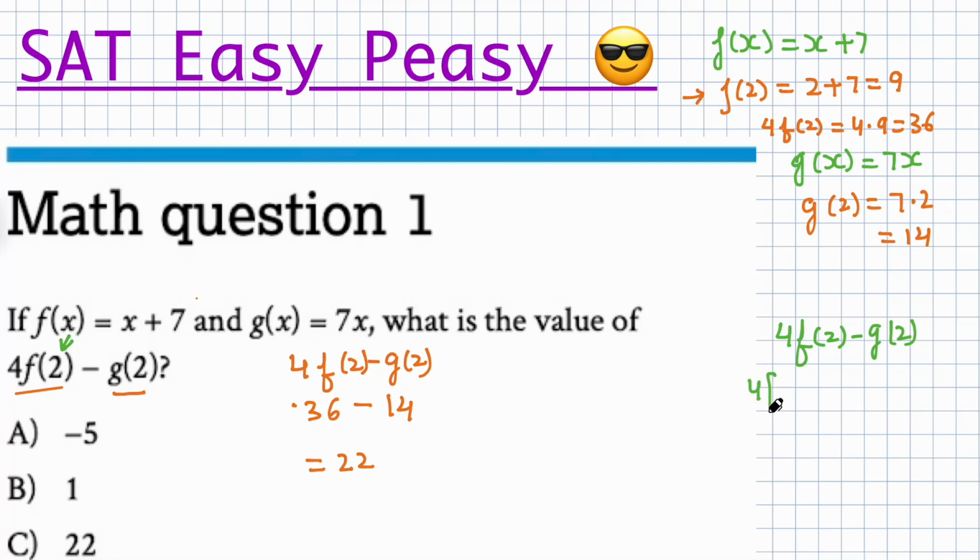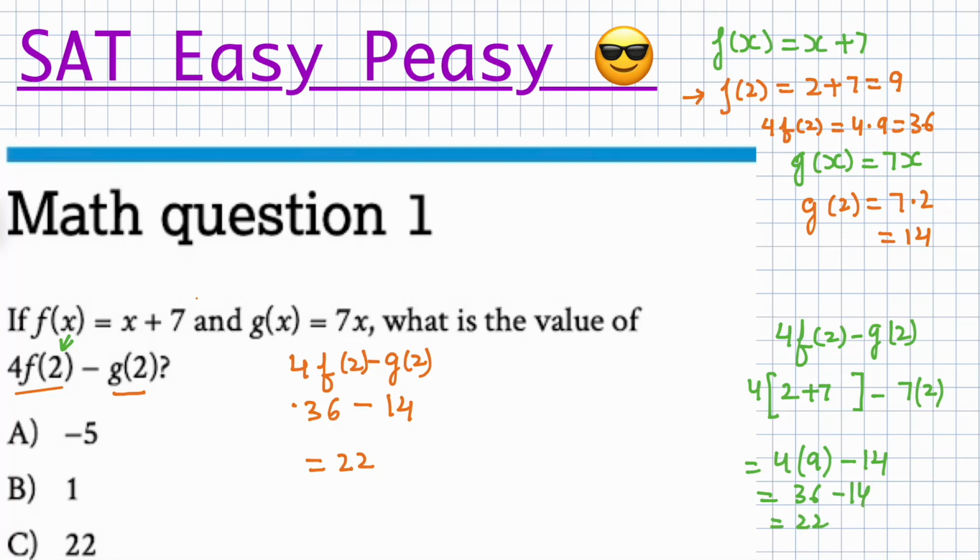So we will do it here directly because 4 is multiplied with only f of 2, not with g of 2. So we will put it in parentheses because it is multiplied with only f of 2, and then replace x with 2. 2 plus 7 minus g of 2, that means you have to replace 2 like this. So that is 4 times 9 minus 7 2s are 14. So 36 minus 14 is equal to 22.